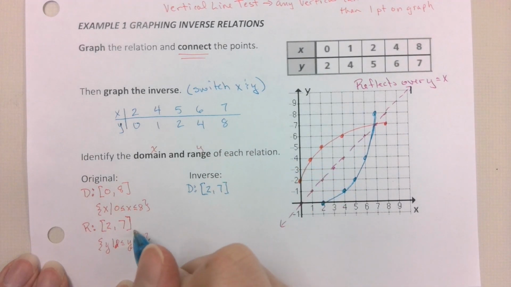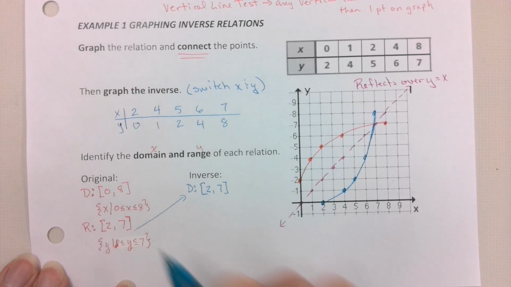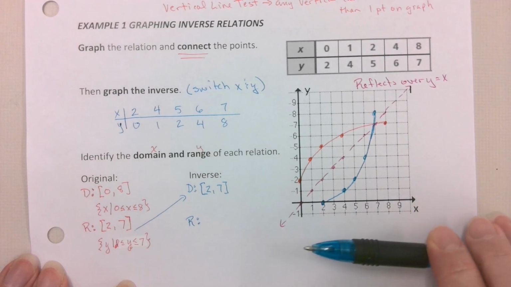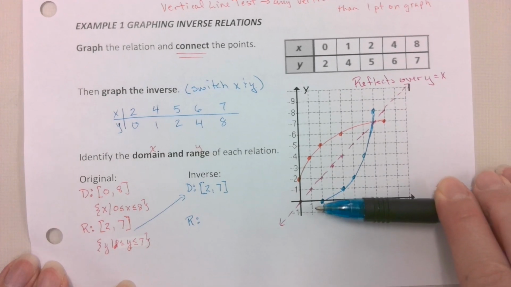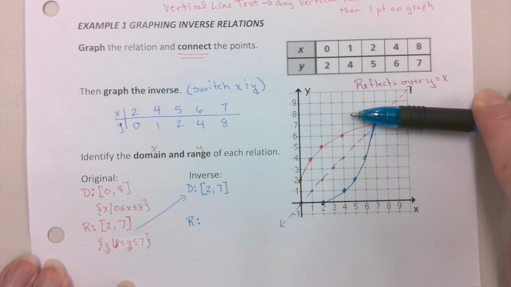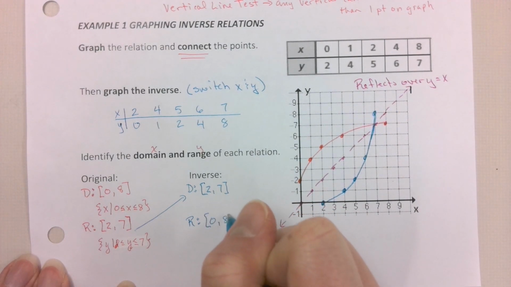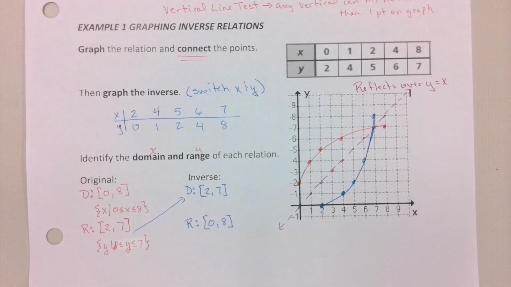And so if you look, your domain came from the old range. Then if you look at this, and I want to talk about the range of my new function, I would start at 0 and I go up and I stop at 8. And that is exactly the domain of my original function.